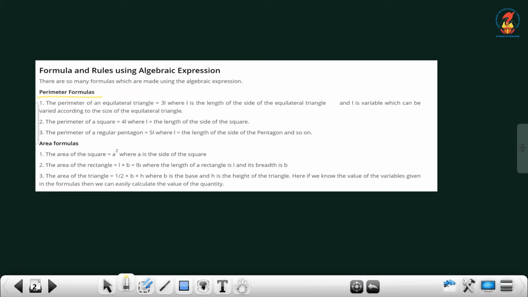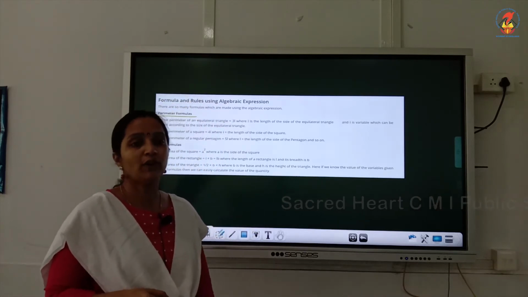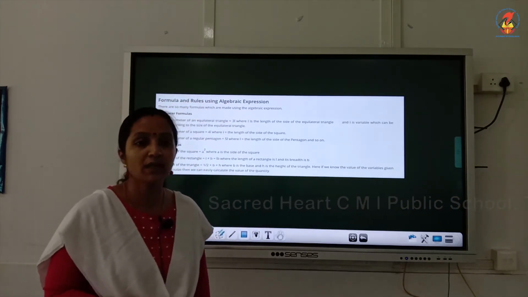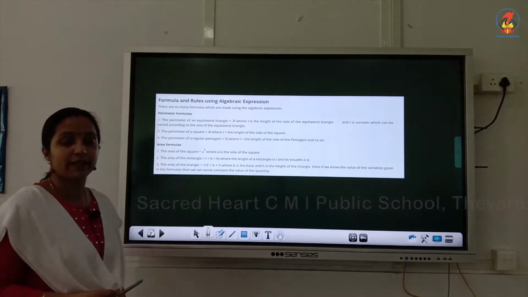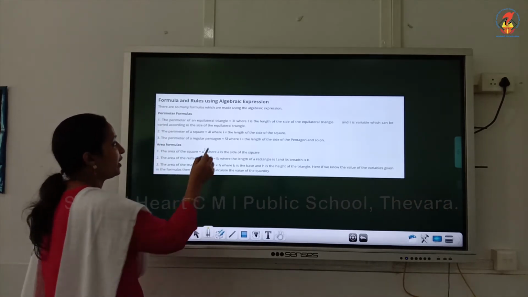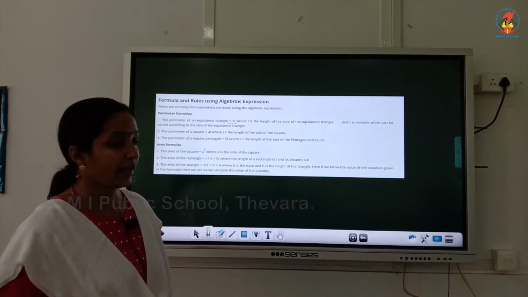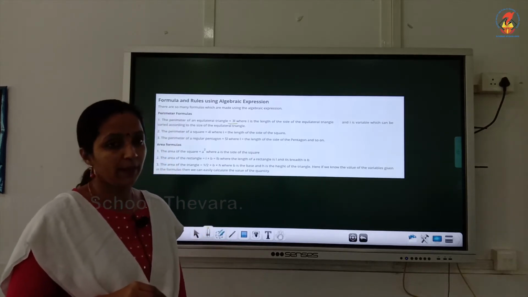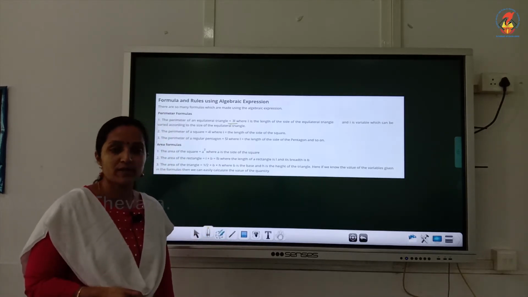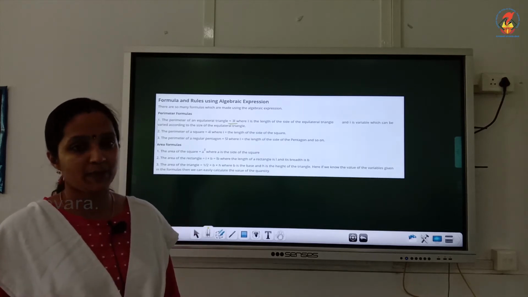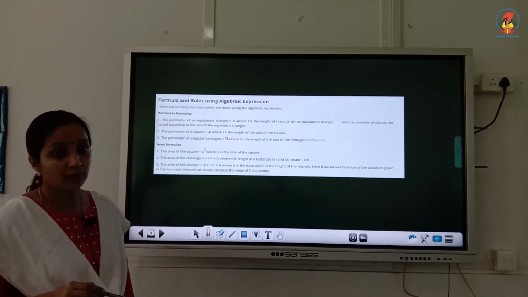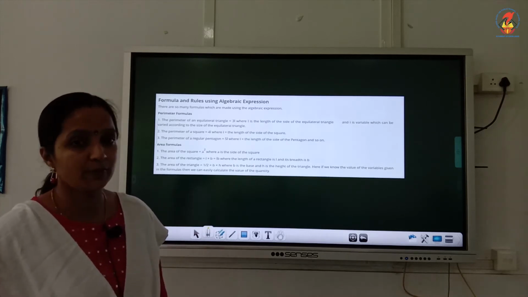Now look at the perimeter formulas. Perimeter of an equilateral triangle, you know that perimeter means what? Sum of the length of all the sides. If you are finding that everything, it will take some time. So if you know the formula, you can directly write the answer by using the formula. So what is the formula for finding perimeter of an equilateral triangle? You can write as 3L, and where L is the length of the side of the equilateral triangle, and that L is a variable. Okay, we know that expressions that contain constants and variables are called algebraic expressions. Okay, so we are writing the general form, general rule by using these algebraic expressions.